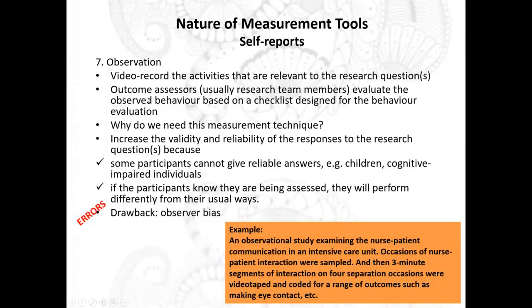And after that, the outcome assessors, usually the research team members or some trained assistants, will evaluate the observed behavior using checklists designed for behavioral evaluation. Observed behavior in this case, in my example here, is the patient-nurse interaction, based on a checklist. This checklist is developed by the research team, and for this example, the checklist must be related to the nurse-patient communication.